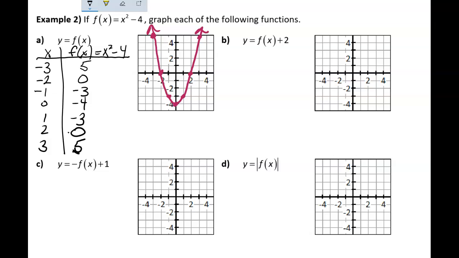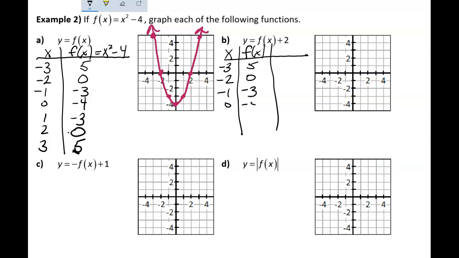And we can do a y equals f of x plus 2 by table of values. We already have the x and the f of x columns from the previous part of this question. And we're simply going to add 2 to each one of these for the final f of x plus 2 column. That's going to give us 7, 2, -1, -2, -1, 2, and 7.